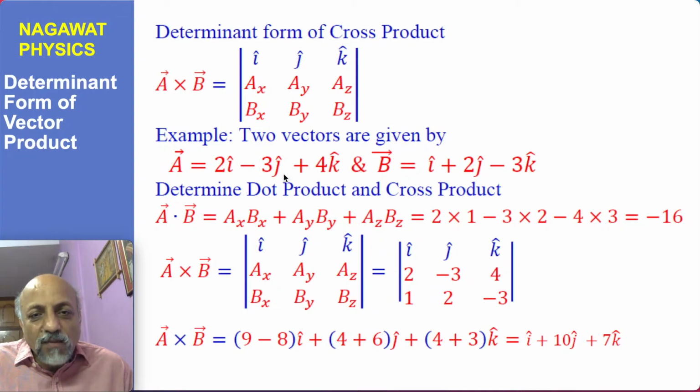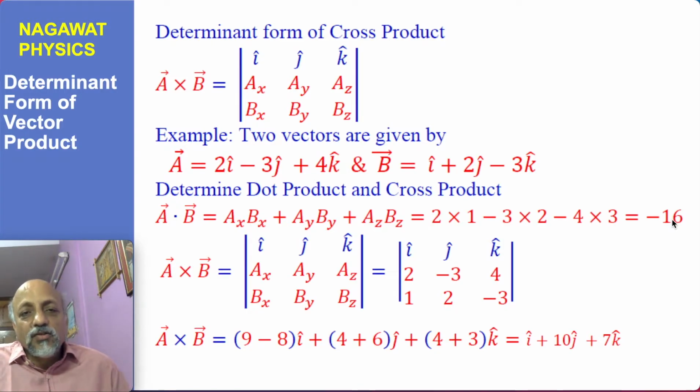Suppose A is 2i minus 3j plus 4k and B is i plus 2j minus 3k. So I can do it by identifying the components, and I can do it explicitly by doing it in 9 terms and so on. So A dot B is very easy to determine. The 2 into 1, minus 3 into 2, and 4 into minus 3, so these are taken here: 2 into 1, minus 3 into 2, minus 4 into 3, and A dot B in this case turns out to be, for this example, minus 16.